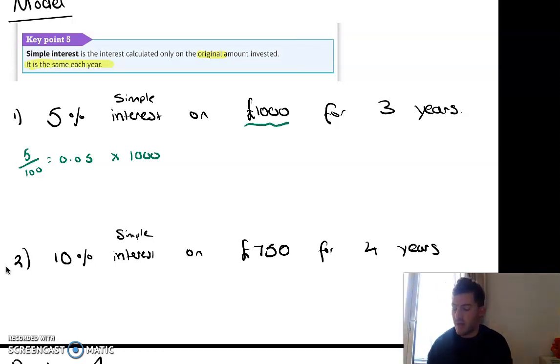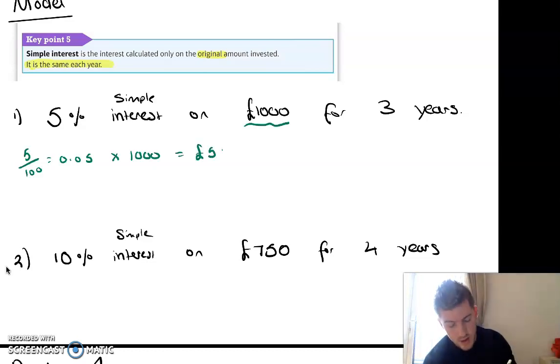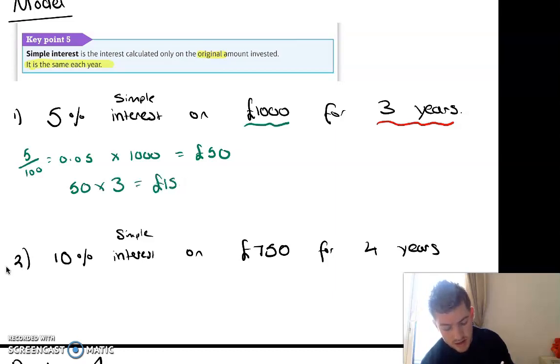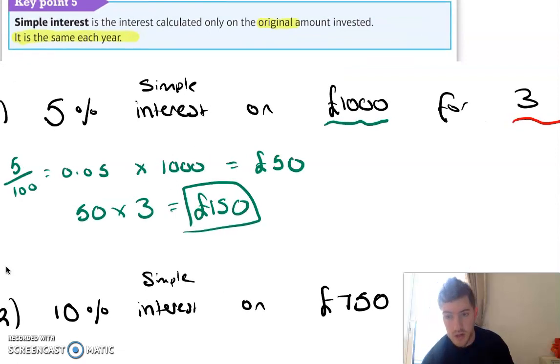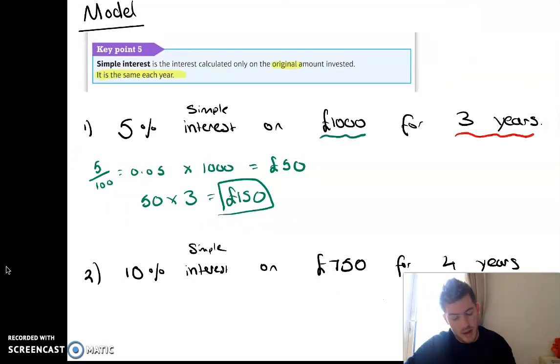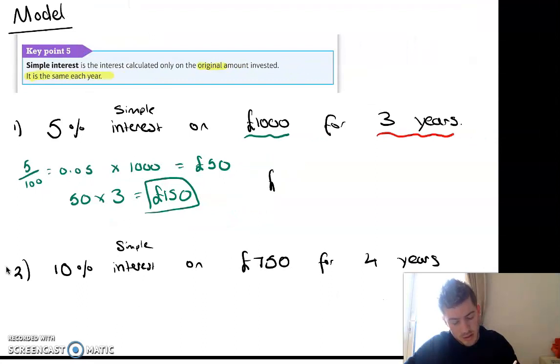So by the way, do you want everything to be on calculator? So 0.05 times 1,000, and that equals £50. And you're going to get this for 3 years. So you're simply going to do 50 times 3. That's your interest there. And you're going to add it on to your original amount. So it's going to be £1,000 plus 150. So your total amount is 1,150. And there we are.